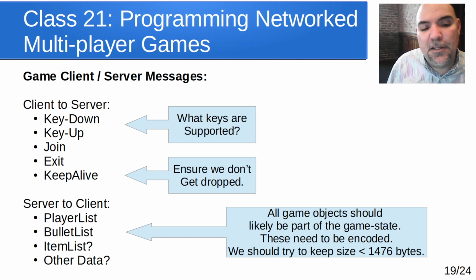Now, the server to client, we need a way to send all of the game state. And that might include the list of the players and where they are and what their healths are, maybe the bullet list of where all the bullets are and the direction they're traveling, maybe who fired that bullet, maybe item lists, maybe health box lists, maybe enemy lists. But pretty much you're sending the list of all of the game objects that make up the game state.